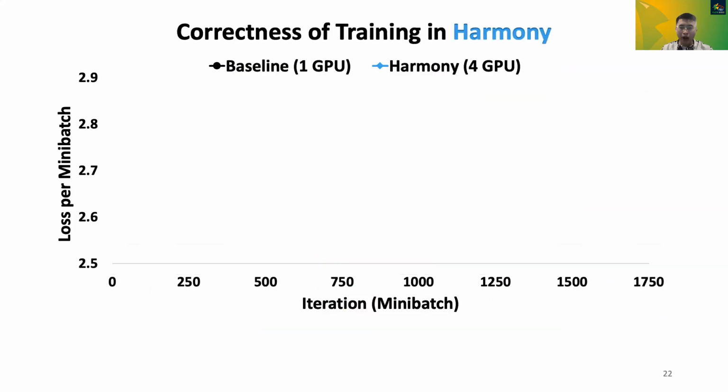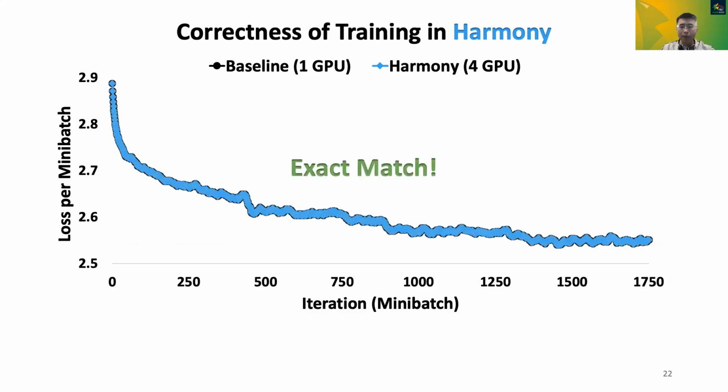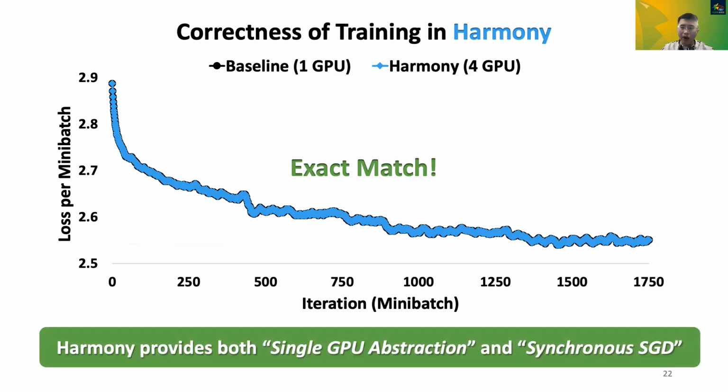Lastly, we check the correctness of training in Harmony. We compare the training curve of Harmony on 4 GPUs to the baseline with a single GPU for fine-tuning GPT-2. Harmony achieves an exact match for training loss for every single training iteration. This validates not only the correctness of Harmony, but also our promised single-GPU abstraction plus synchronized SGD convergence.